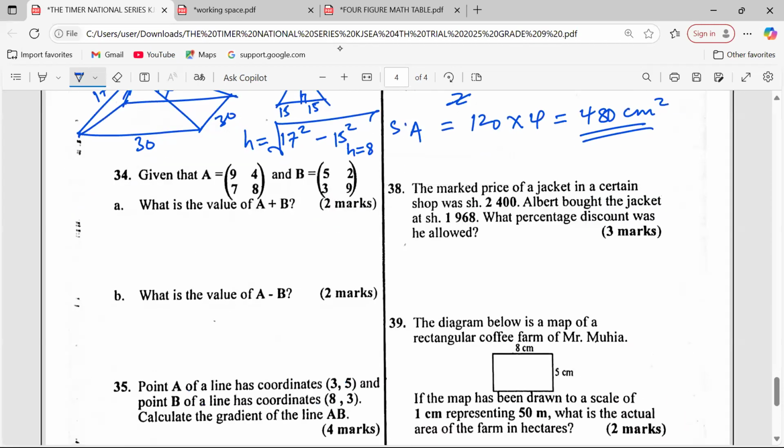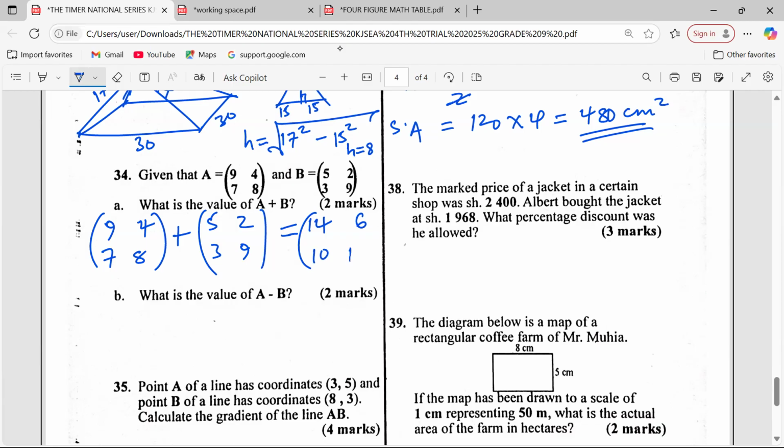Given that A, which is a matrix, equals 9, 4, 7, 8, and B equals 5, 2, 3, 9, what is the value of A plus B? So 9, 4, 7, 8 plus 5, 2, 3, 9. This is going to be 9 plus 5, because we usually add terms in corresponding positions. So 9 plus 5 is 14. 4 plus 2 is 6. 7 plus 3 is 10. And 8 plus 9 is 17. So this now becomes the answer for part A.